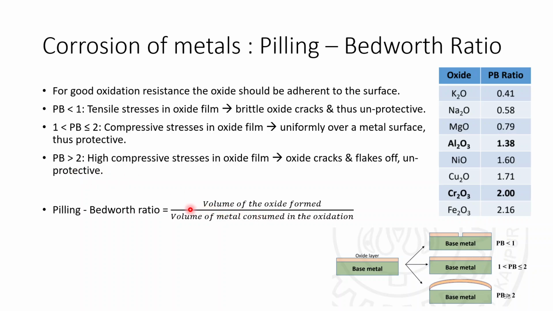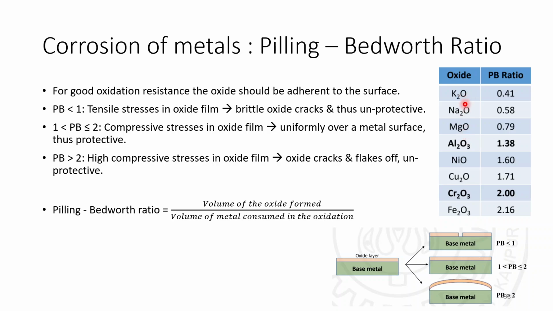And if the ratio is between 1 and 2, then there will be compressive stresses in the oxide film which are uniform over the metal surface, and it will make a uniform layer coating on the metal. This oxide layer will be there and there won't be any further oxidation. So metals for which the Pilling-Bedworth ratio is between 1 and 2 provide good corrosion resistance. You can remember which ones are between 1 and 2, so that if you are asked a question, you can reply.